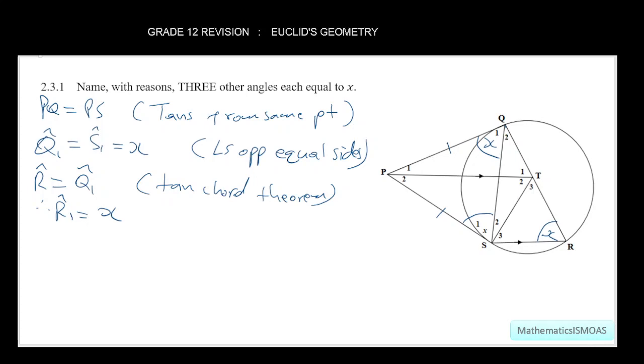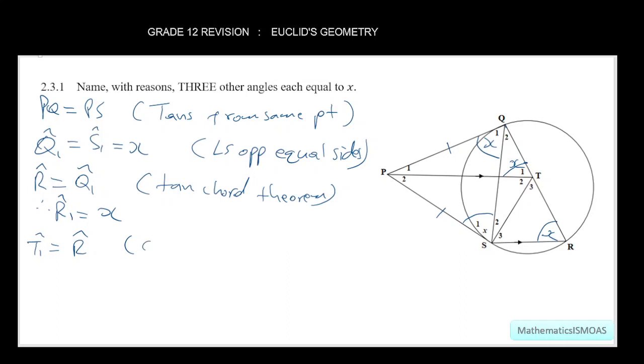And then lastly, remember, we know that PT is parallel to SR. Therefore, you need to be thinking of your corresponding angles, alternating angles, and co-interior angles. So since PT is parallel to SR, it means angle R will be equal to angle T1. Therefore, T1 will be equal to X, and these are corresponding angles. Then we can say angle T1 will be equal to angle R.